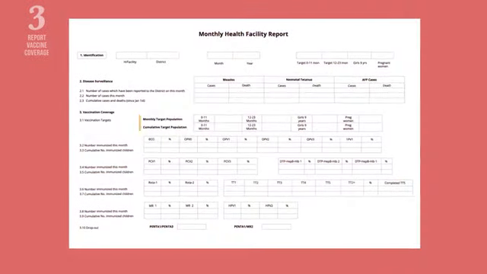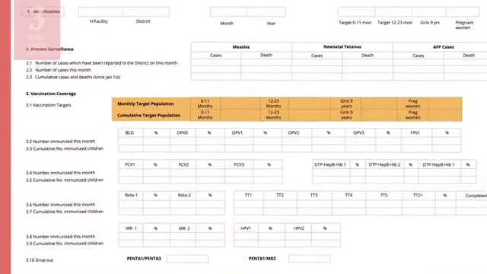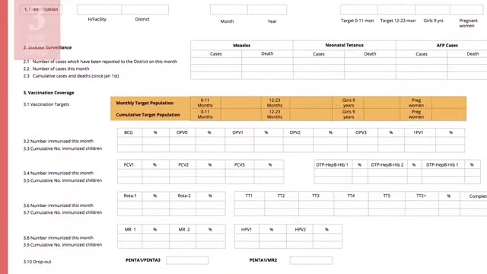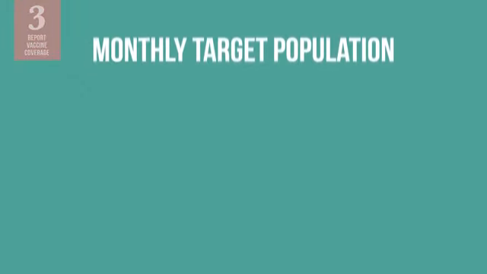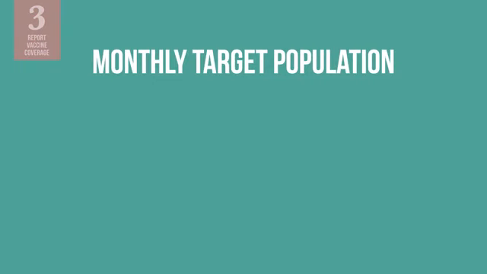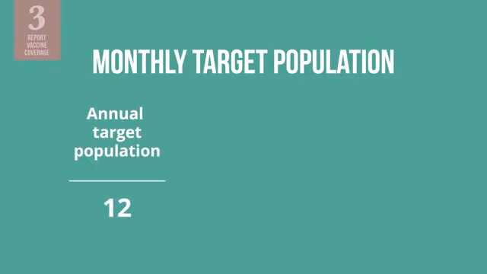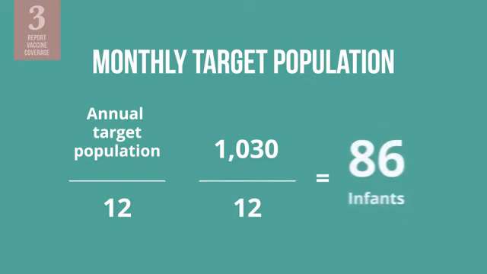Next, report your vaccine coverage. This section requires doing some calculations. Your monthly target population can be found by dividing your annual target population by 12. For example, if a health facility has 1,030 infants in its catchment area, the monthly target population is 1,030 divided by 12, or 86 infants.